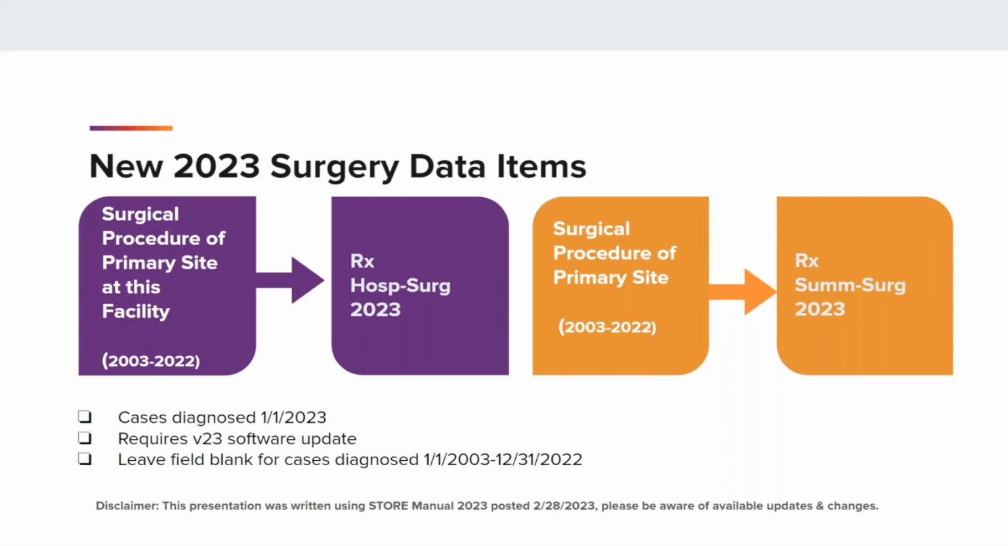For cases diagnosed January 1st, 2023 and forward, we will no longer code the surgical procedure to the data item surgical procedure of primary site. We have a new data item to capture this procedure called Rx Hosp-Surg 2023. This new field will be available when your abstracting software is updated to V23. For cases diagnosed before 2023, of course, we'll leave this field blank.